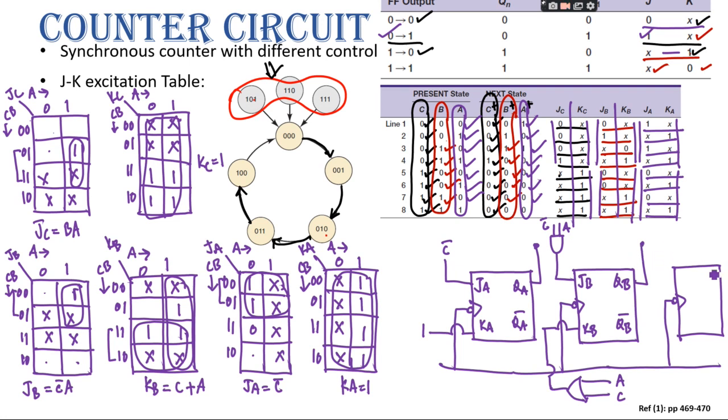And now for the last one, if I consider this to be the output, this should be QC and QC bar, and here it should be JC and KC. So for KC, it should be 1. And for my JC, it should be an AND gate. AND gate, right? Yes, sir. And the input should be A and B. This should be the counter circuit to have this specific sequence of digits, right?